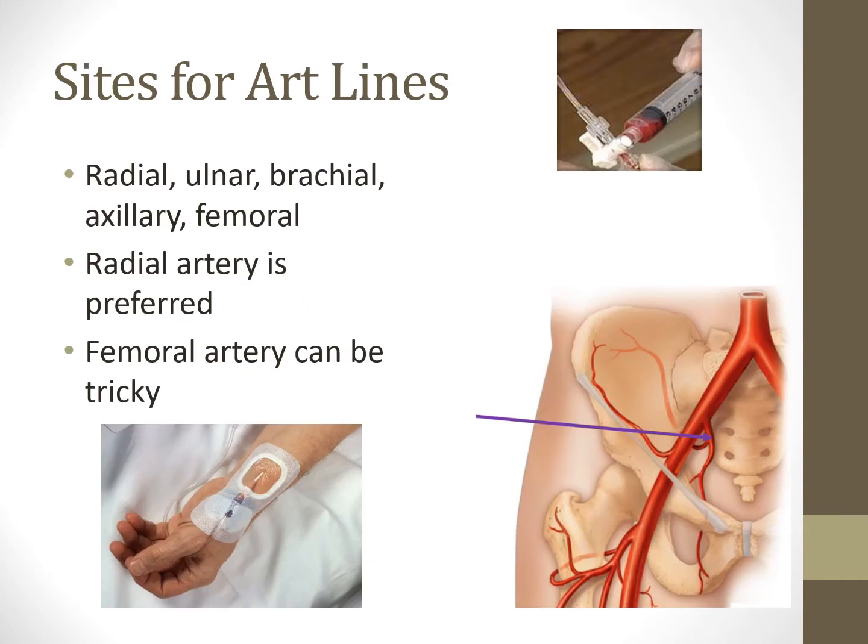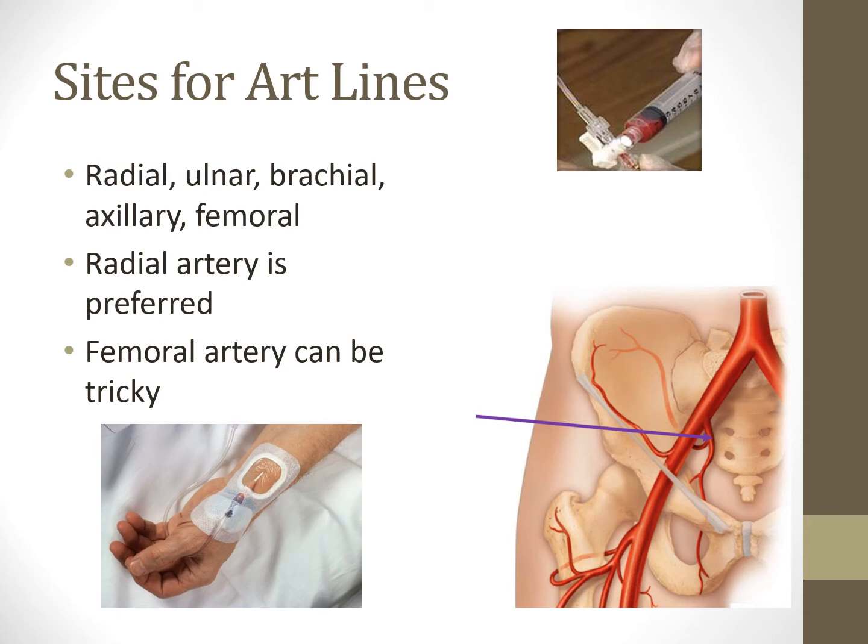Sites for A-lines are pretty similar to arterial blood gases. Radial is going to be your most desired site. In theory, you could do ulnar, however, I would not consider that a primary site. Brachial can be a site, but remember with brachial, they have to keep their arm straight. Good luck on that one. How many people have you seen with IVs that keep bending at the elbow and they have an antecubital in, and things don't go well there. Axillary, in theory, could be a site.